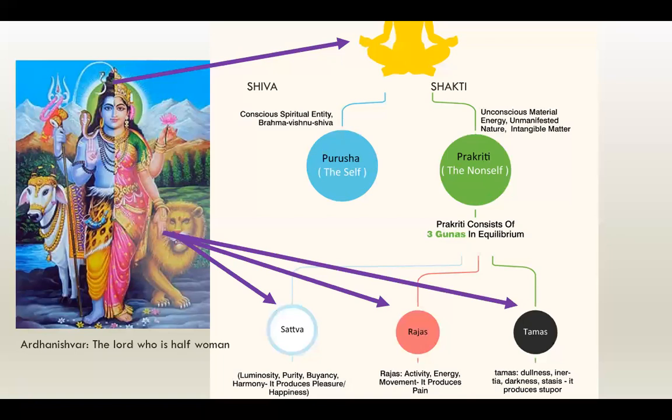Sattva is the quality of luminosity, purity, buoyancy, and harmony. It produces pleasure and happiness. It's the mode of lightness. And then you have tamas on the other end of the spectrum, which is darkness, dullness, inertia, stasis, and it produces stupor. And in the middle, you have the transformational axis, which is rajas, which is activity, energy, movement, and it produces pain.